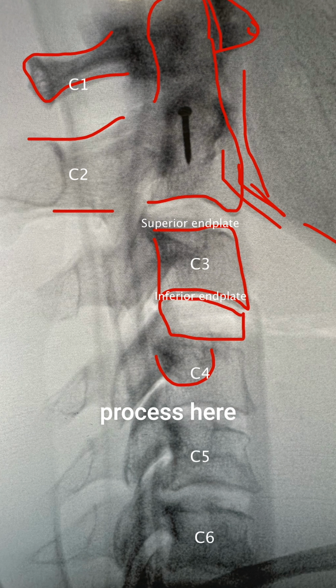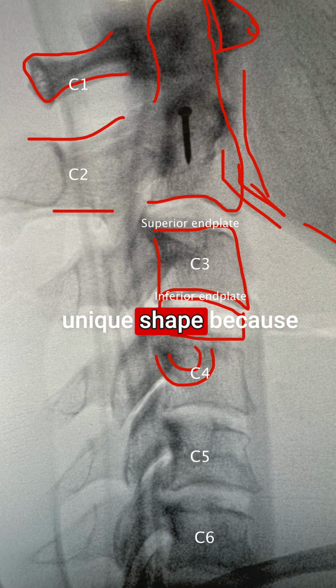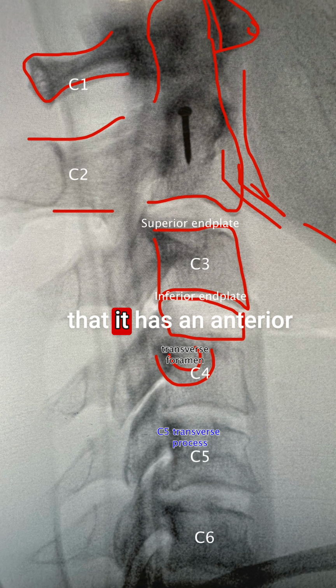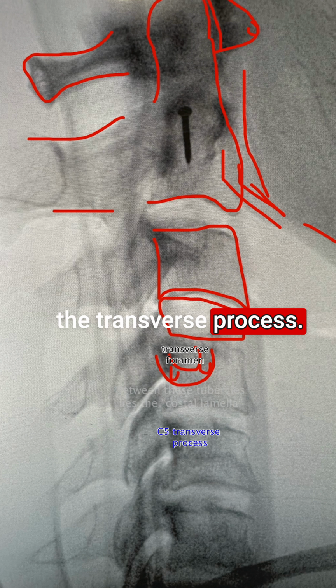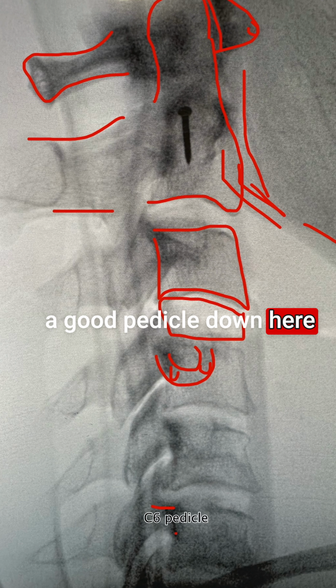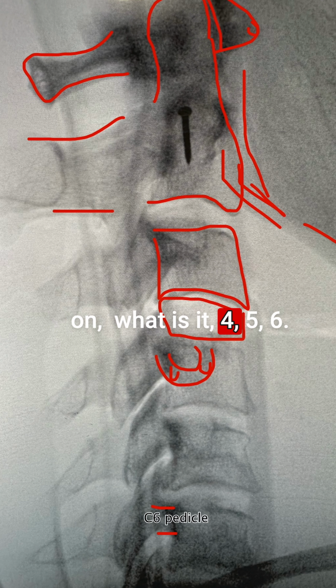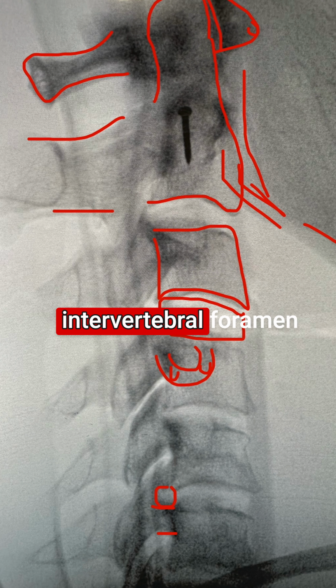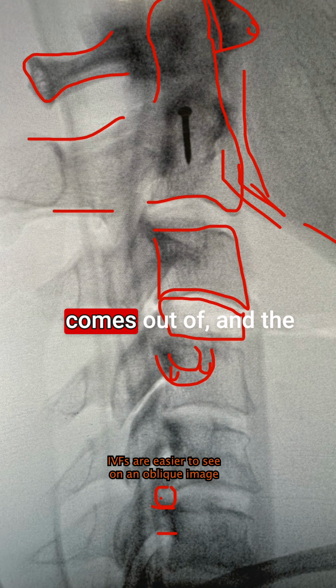So you have the transverse process here, and it has a unique shape because it is bifid, much like the spinous processes, in that it has an anterior and posterior tubercle to the transverse process. Then we would have the pedicle, and you can see a good pedicle down here on 4, 5, 6. Between this space, you would have the neuroforamen, or the intervertebral foramen, in which the nerve root comes out of.